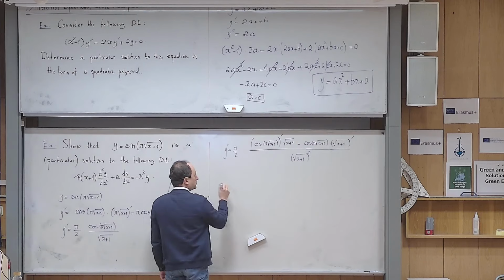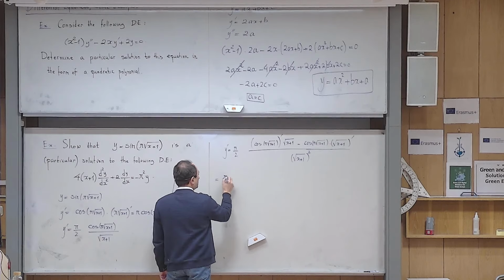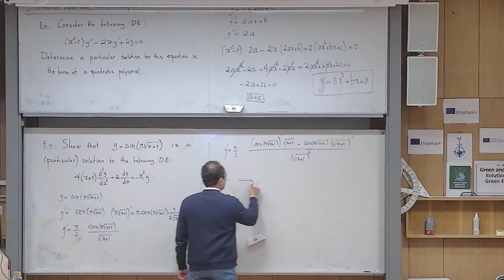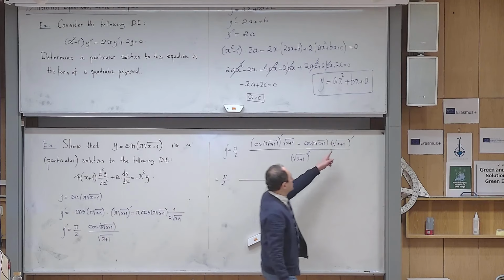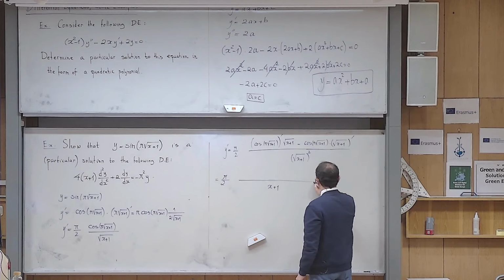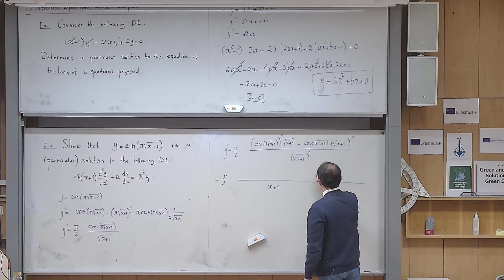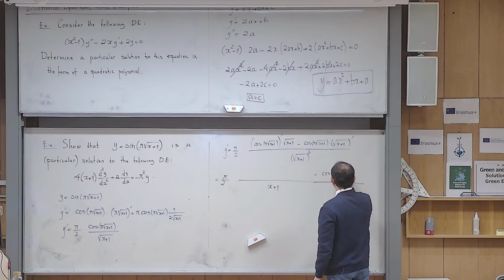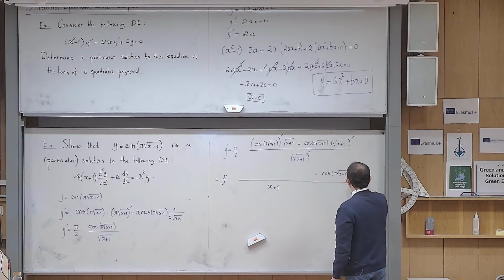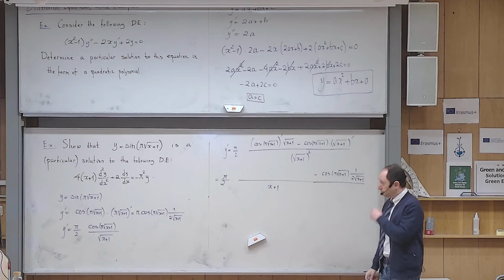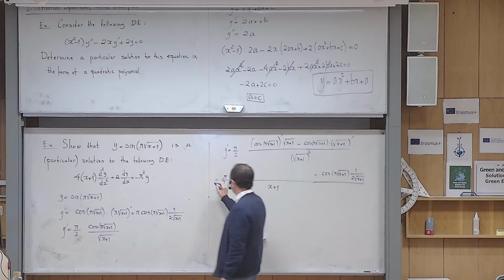This part we have to be careful. Pi over 2, I just copy and paste. The denominator is simple, it's just x plus 1. This part is also extremely simple, so let me just write the simple ones first. It's minus cosine pi square root of x plus 1. The derivative of this one, for the same reason, is this. So let me write y double prime here.